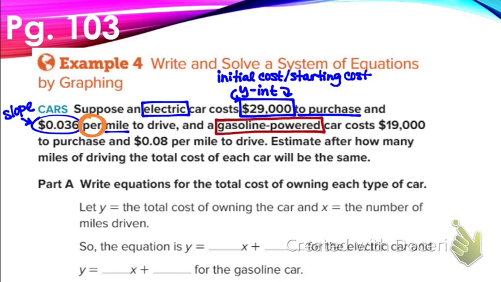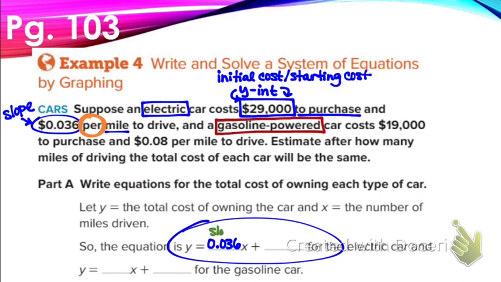So they've got part of this written out for me. Y equals blank x plus blank. What goes on this first blank line? I got the y equals already. Yes. 0.036. This is where my slope goes. Yep, plus 29,000. There's my y-intercept.